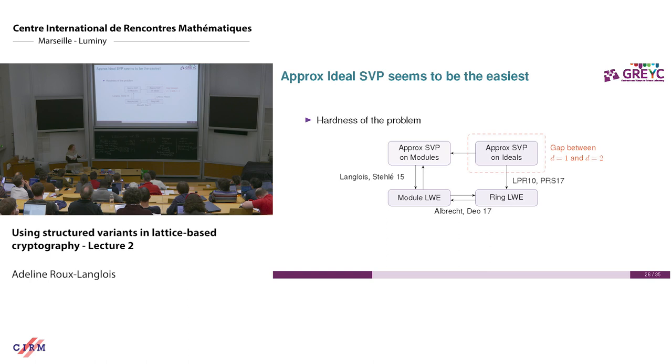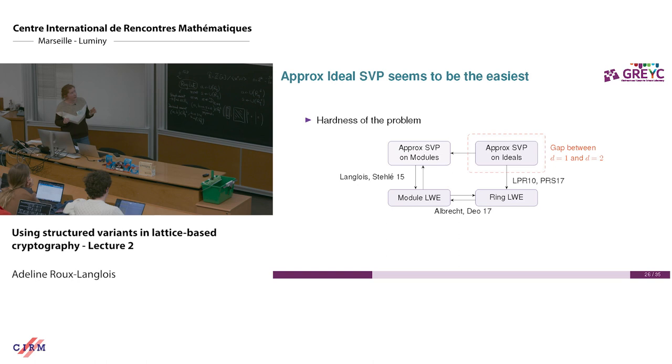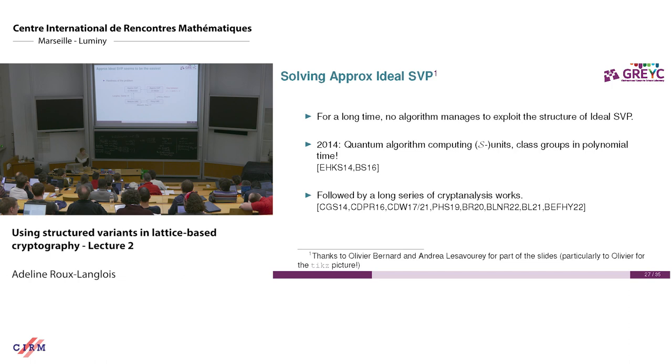And there is really this gap between the rank d equal 1 and the rank d equal 2. So even if we manage to have a good attack on this one, it will not have impact on the rest. Going from ideals to modules is really not that simple. So now for the last part of this talk, I will show you a bit, at a very high level, how you can try to solve approx ideal SVP.